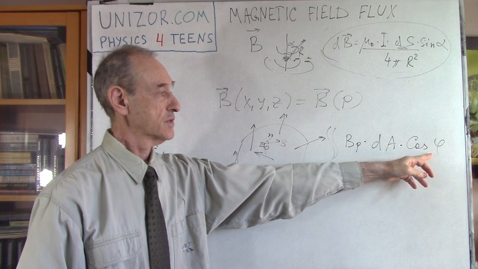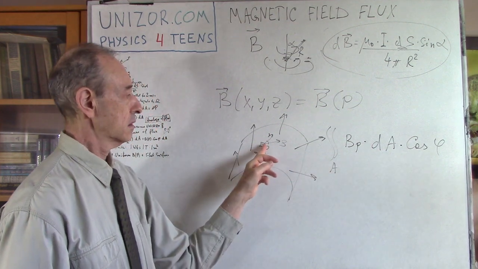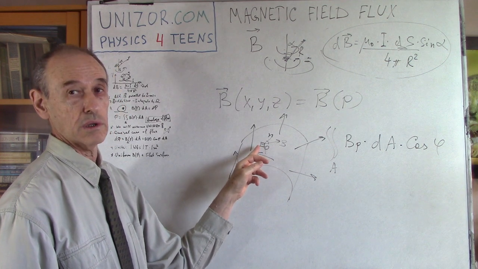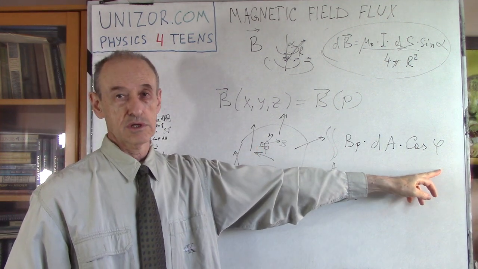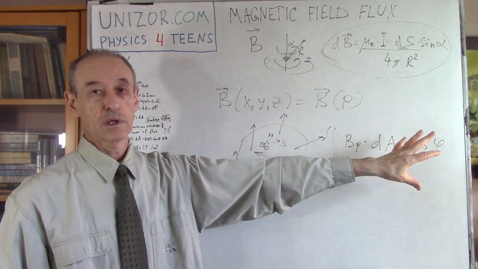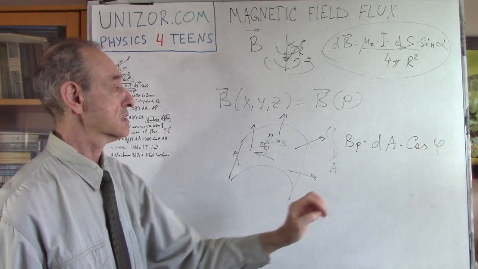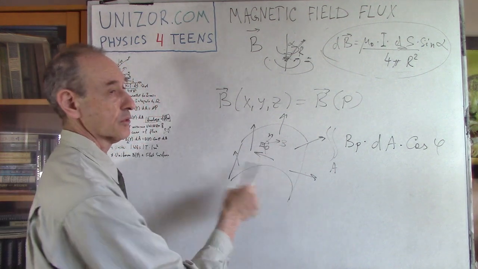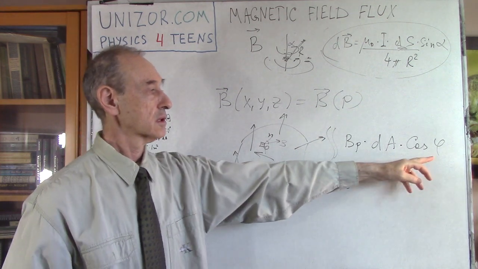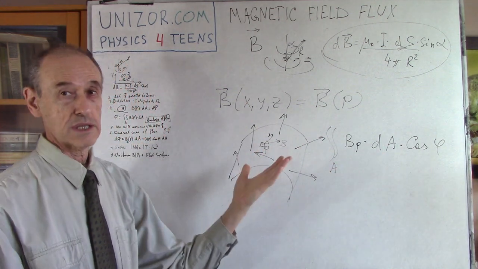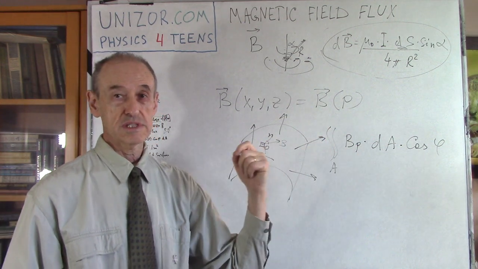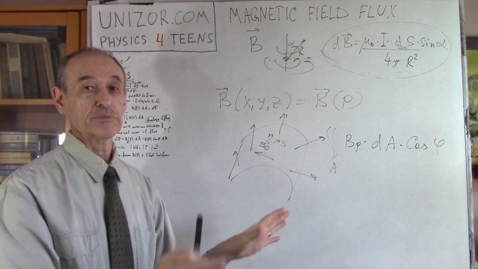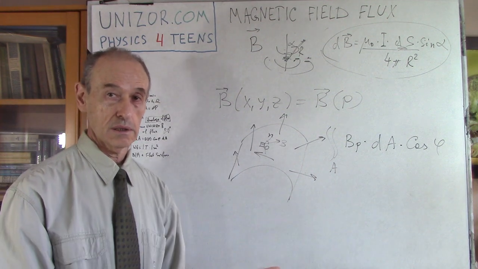And, well, if this angle is zero, which means if my intensity vector B is normal, then the cosine of zero will be one, so it's not really participating in this. If my B is tangential to the surface, so the angle between tangential and the normal is 90 degrees, I will have zero here. So if my field goes tangentially to this little piece of surface, it does not generate any flux.